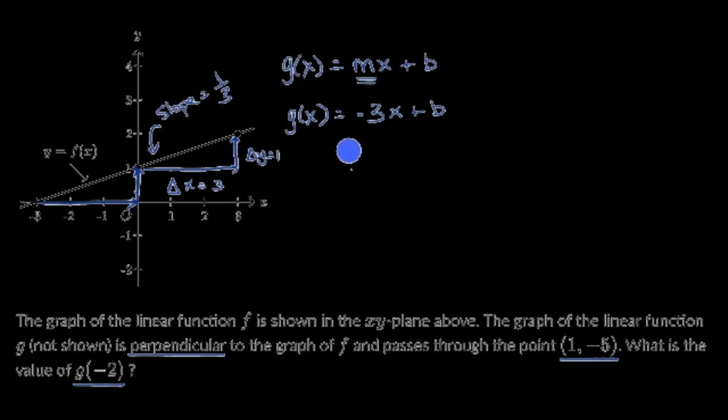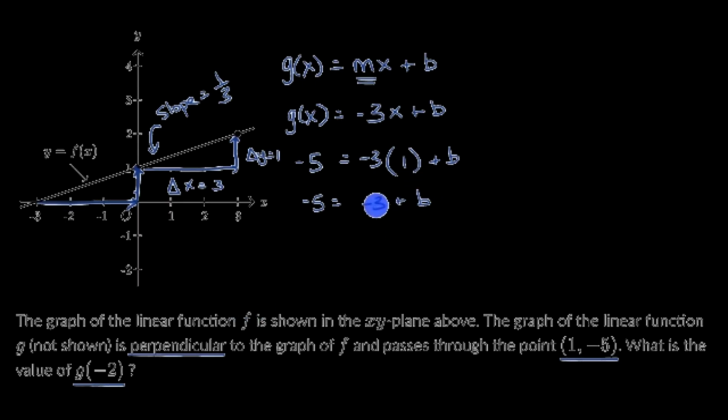So we know that when x is equal to 1, negative 3 times 1 plus b, then g(1) is negative 5. So this is going to be equal to negative 5. And so we can solve for b. Negative 5 is equal to negative 3 plus b.